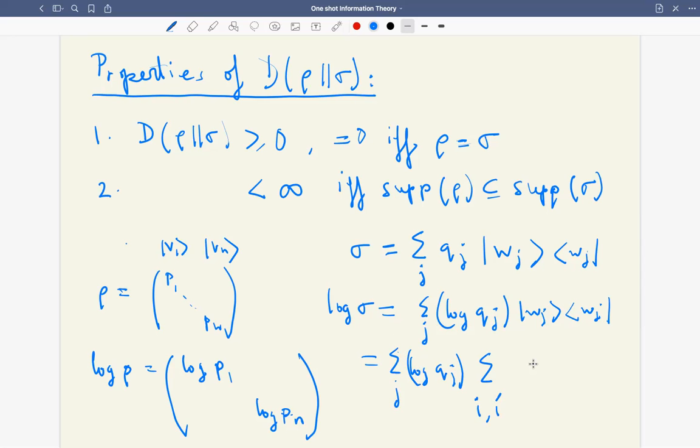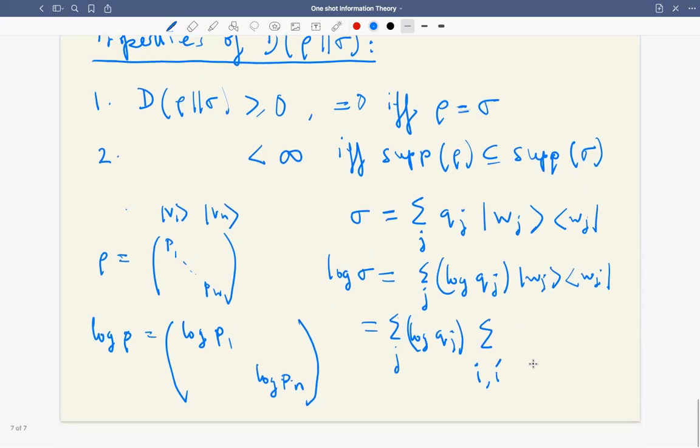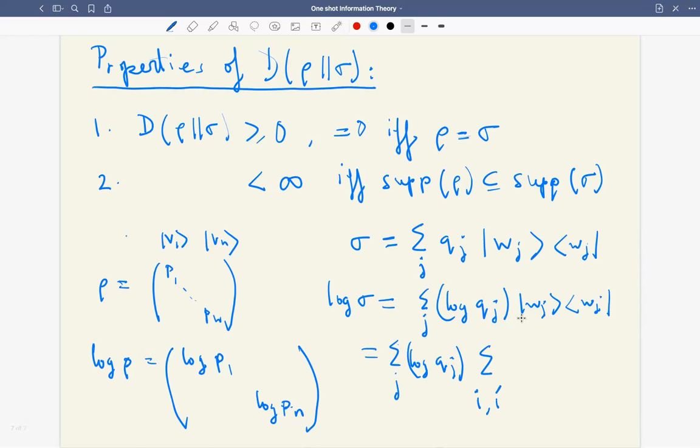Let me see if I can write the expression directly. So this will be the j, i, this will be i prime, Wj, and this will be ket Vi, bra Vi. Okay.